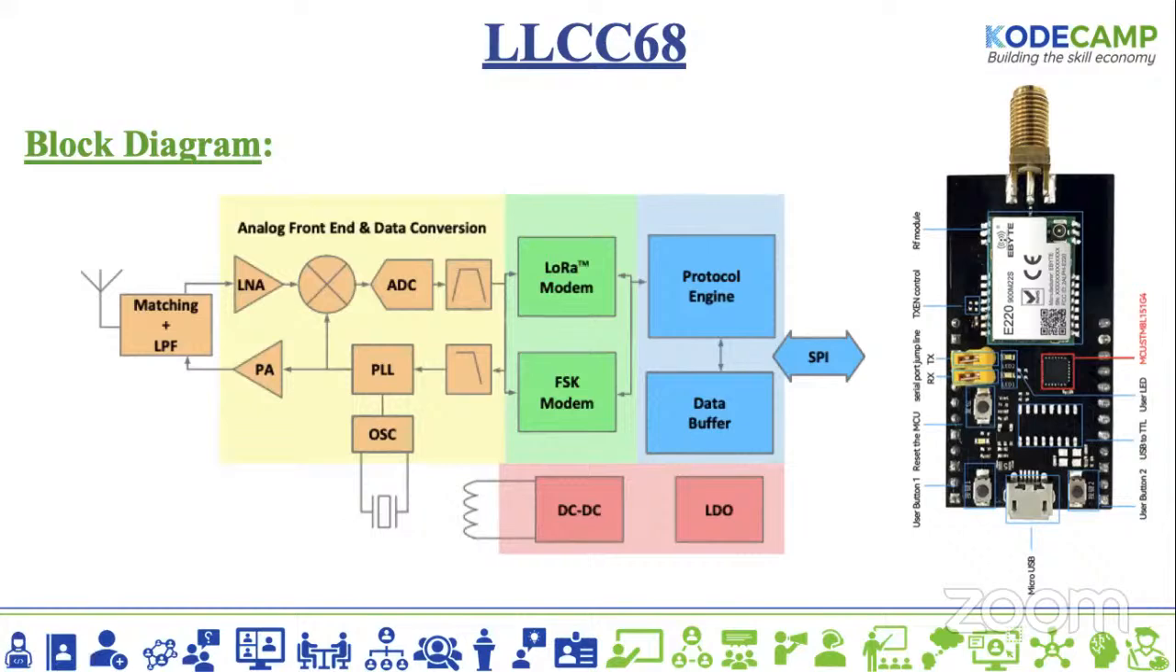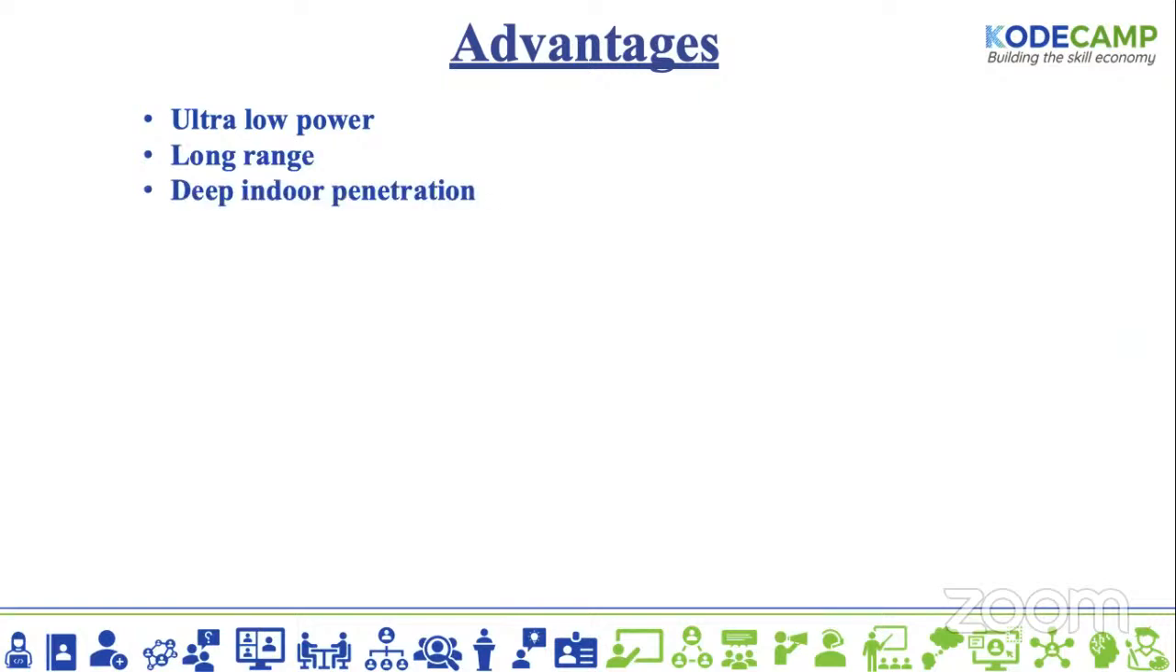Let me not take much of the time. Let's look at the advantages of this particular stuff. LoRaWAN has ultra low power. It has the advantage of long range. It also promotes deep indoor penetration. When I talk about deep indoor penetration, like if you're inside a particular confinement, it also gives you that.